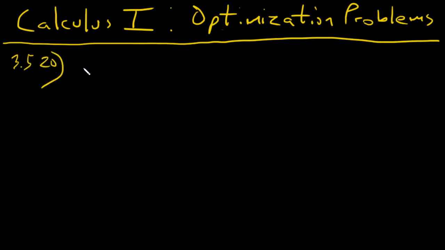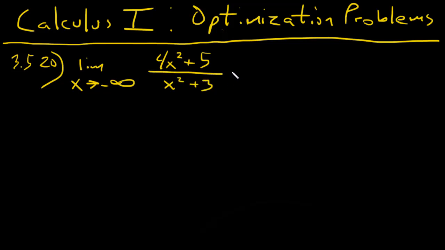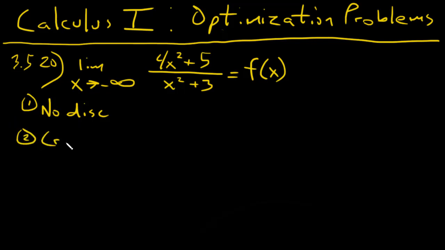And so we had the limit as x approaches negative infinity of 4x squared plus 5 over x squared plus 3. Now, I asked y'all to go ahead and just graph all these, so we're going to call that our f of x, and then we're going to go through the whole process. So we're going to start off. Step 1, are there any discontinuities? Absolutely not. That is always going to be positive down there. So that one's good.